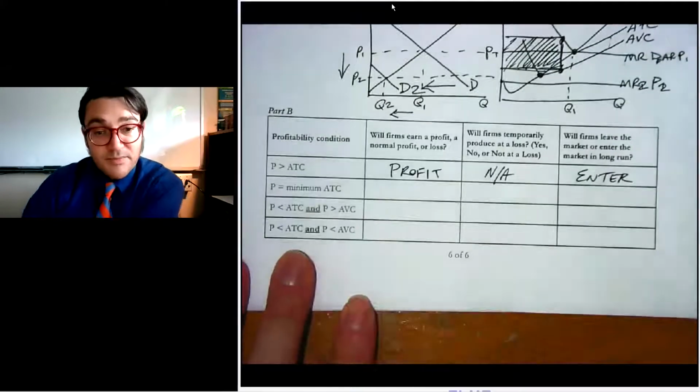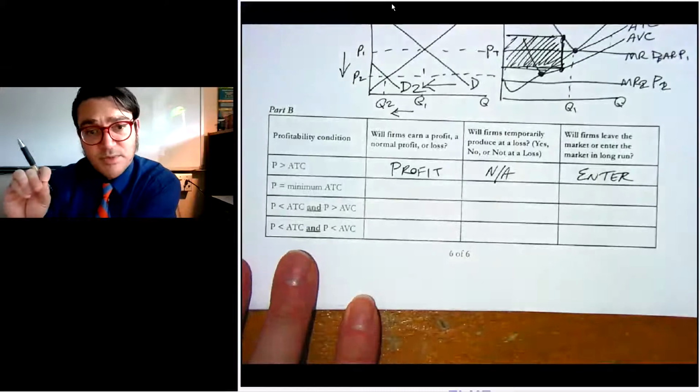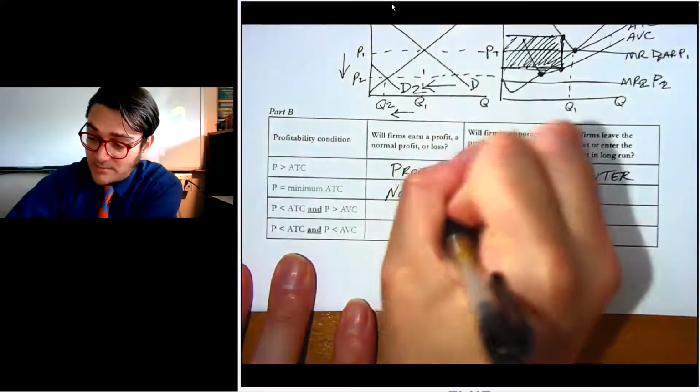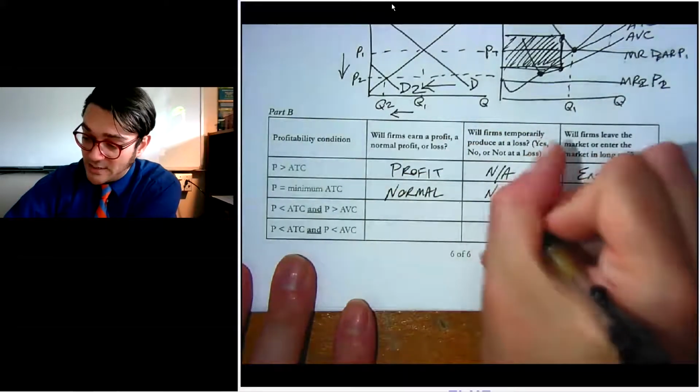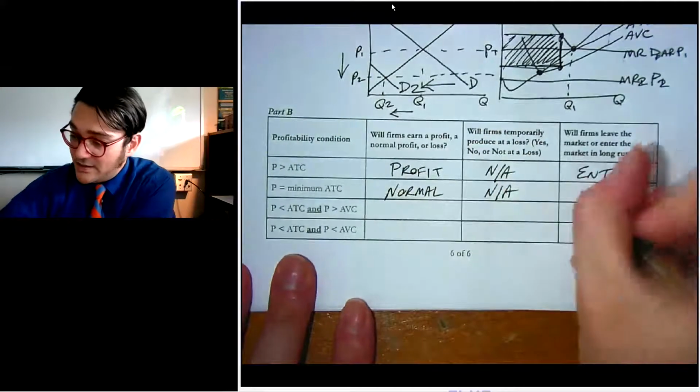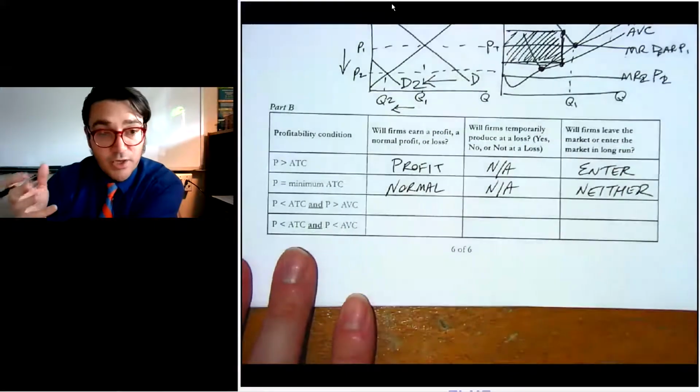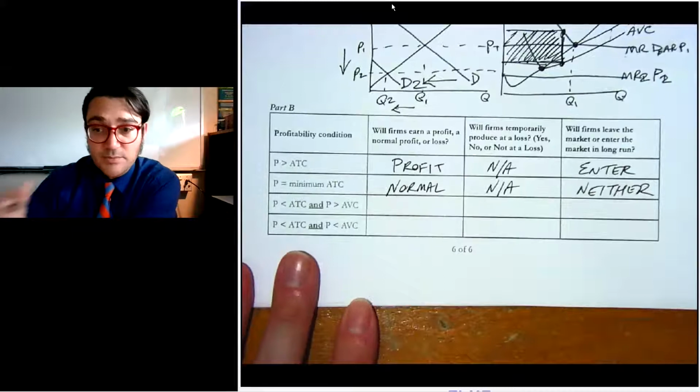Now, price at a minimum of ATC. If the price equals minimum ATC where they're producing, they're earning normal profit, or zero economic profit. We'd say they're not at a loss, so it doesn't matter there. And neither: there's no profits and there's no losses, so you're not going to see firms enter, and you're not going to see them leave.